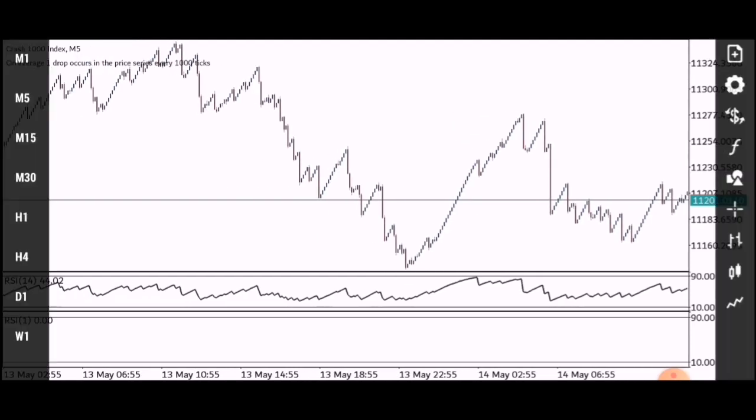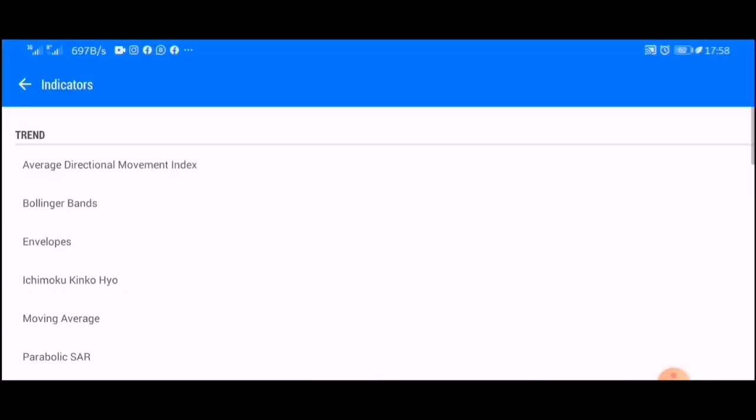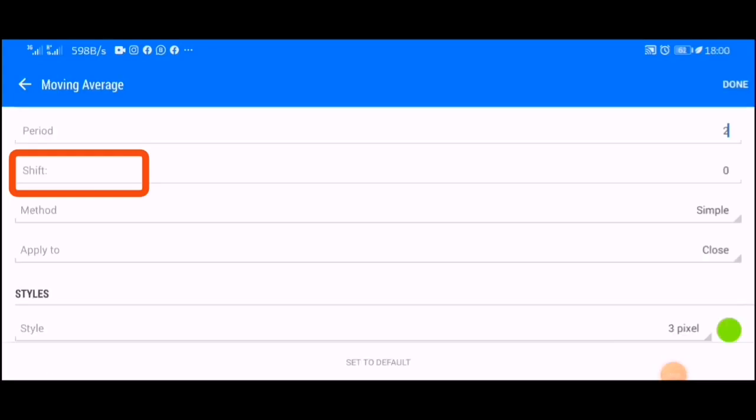On this RSI window, we're going to add 4 moving averages: moving average 2, moving average 3, moving average 5, and moving average 50. Now let's see how they appear on the chart.